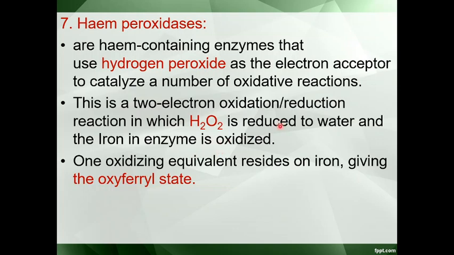Heme peroxidase. As the name indicates, these are heme-containing enzymes that use hydrogen peroxide as the electron acceptor, and then the hydrogen peroxide is decomposed. This is a two-electron oxidation-reduction reaction. Hydrogen peroxide is reduced to water and the iron in the enzyme is oxidized. We'll just see the reaction and then this statement will become clearer to you. One oxidizing equivalent resides on the iron, giving an oxyferryl state.